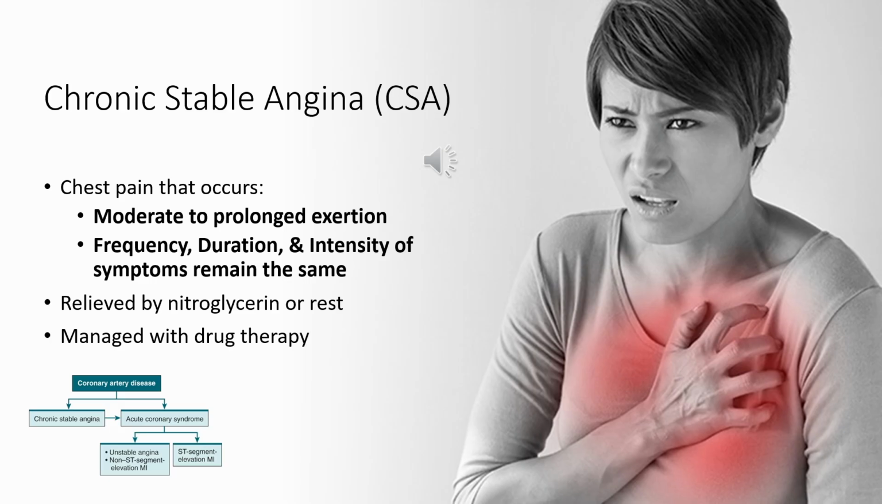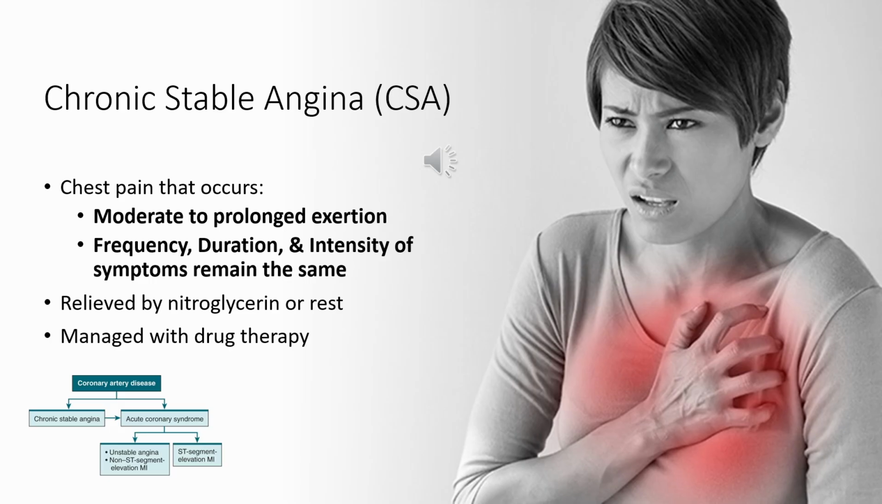But the pain does not typically change in its frequency, its duration, or its intensity over time. So some of the key characteristics of chronic stable angina: the pain, again, is going to be consistent with previous episodes, meaning that patients will recognize the symptoms and they usually know what triggers them. The discomfort or the chest pain that the patient has is typically going to be relieved by resting or through the use of nitroglycerin, which works by dilating blood vessels and improving the blood flow to the heart.